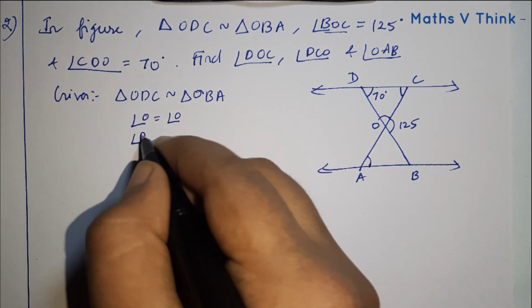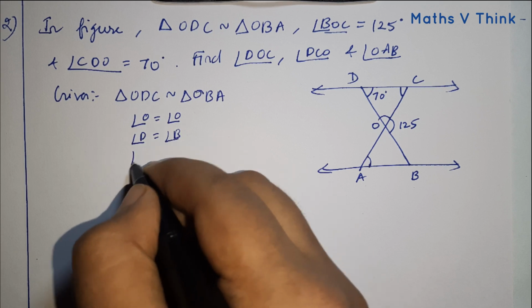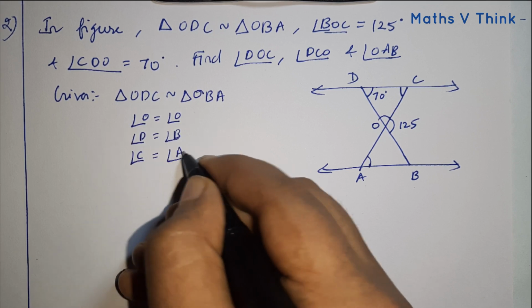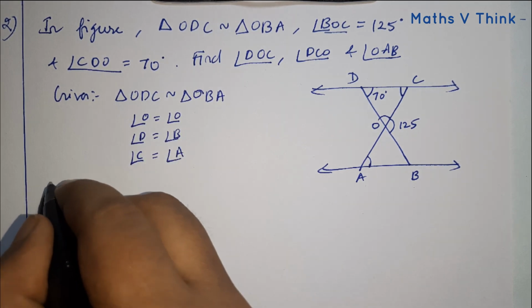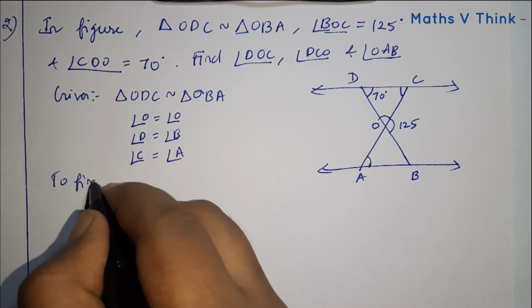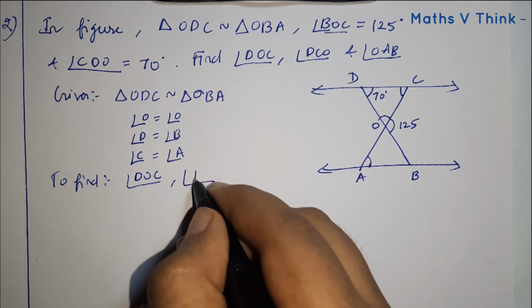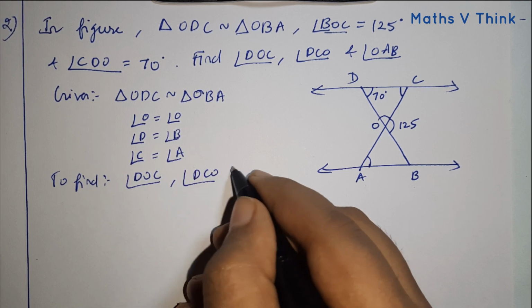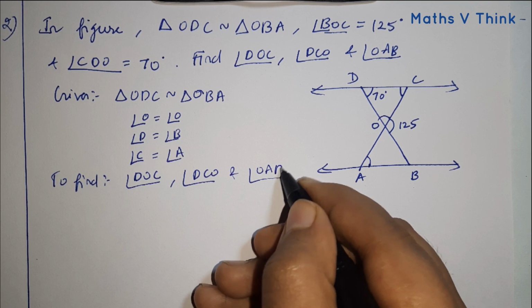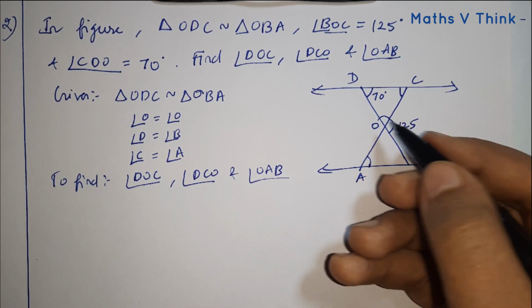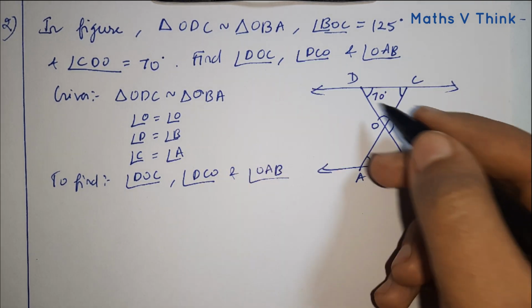Then angle D will be equal to angle B. Angle C is equal to angle A. Now we need to find DOC, DCO and OAB. So now we'll start. So the first one is DOC.